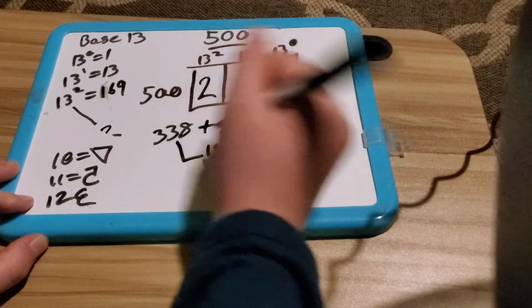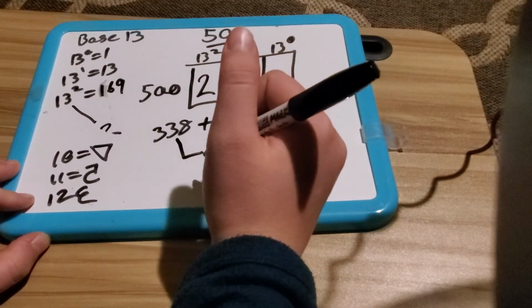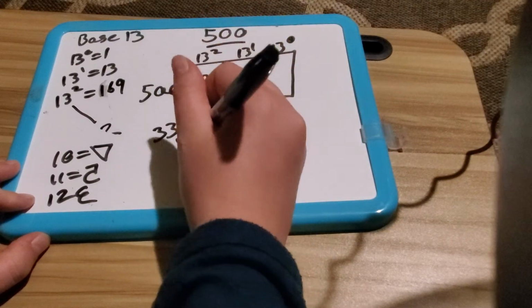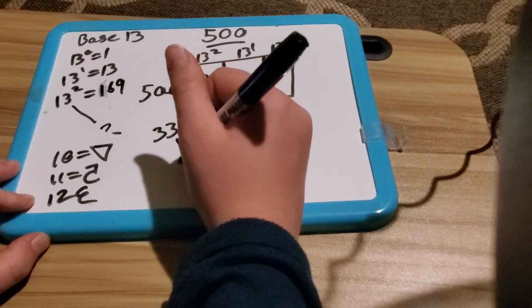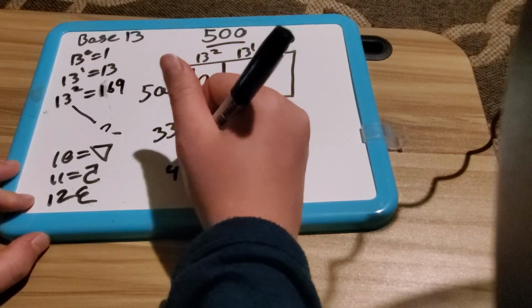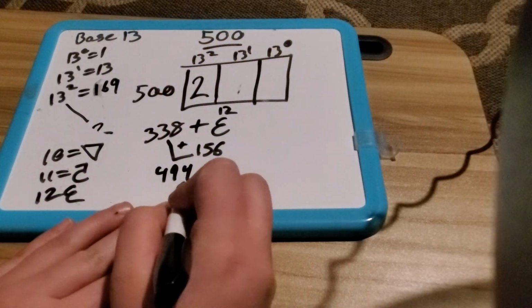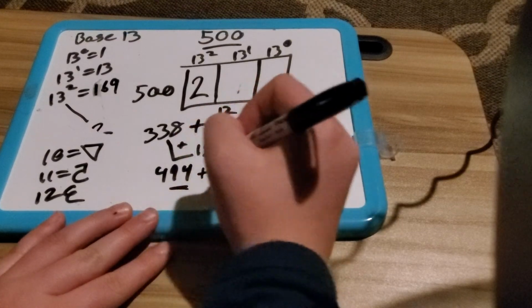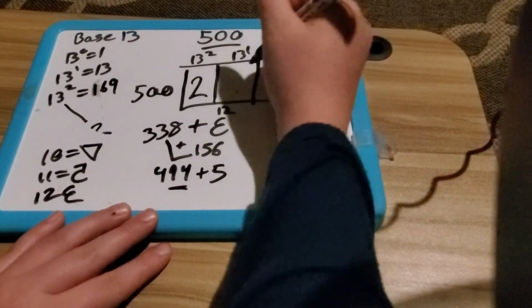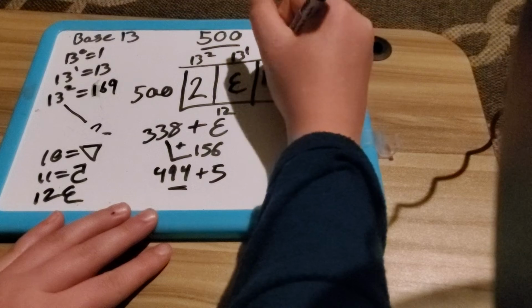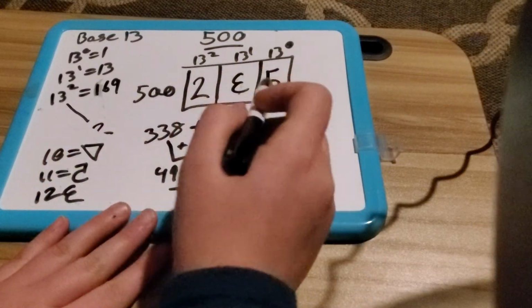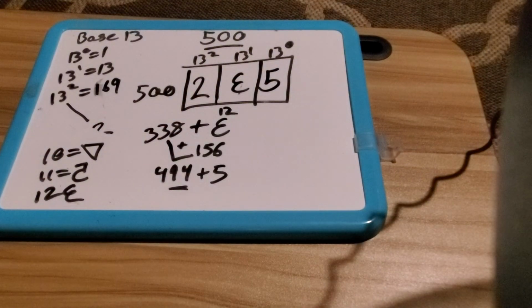equals 156. Therefore, you have 338 plus 156 equals 494. Knowing basic math, we only need 6 more. Therefore, I can fill this in and get 500 equals 2 backwards-3 6 in base 13.